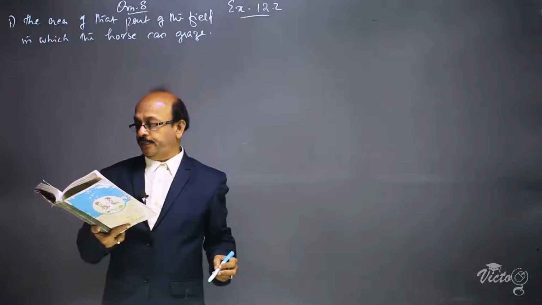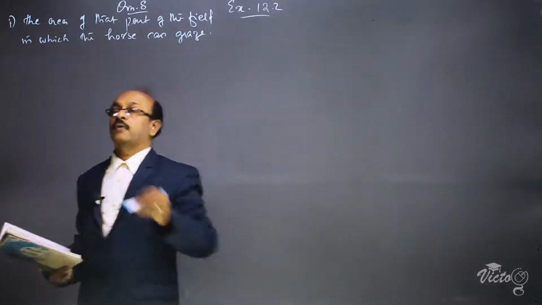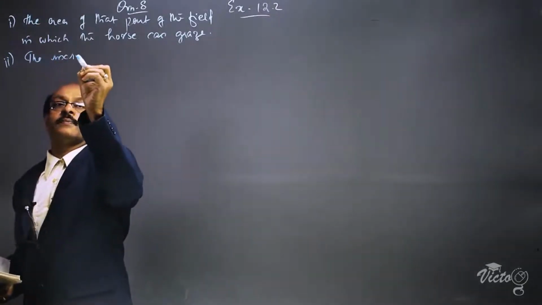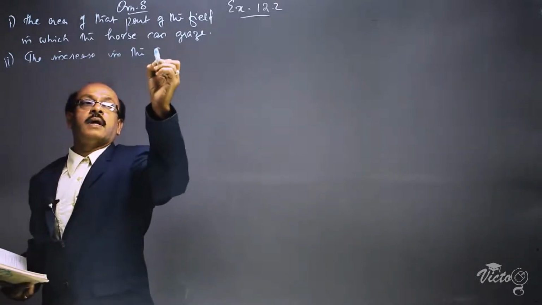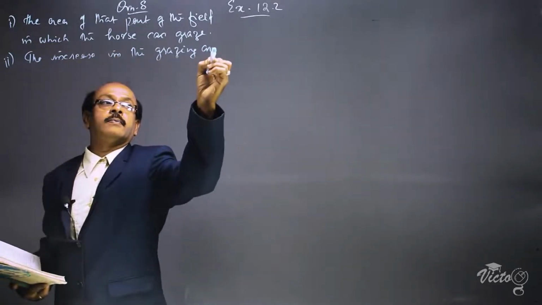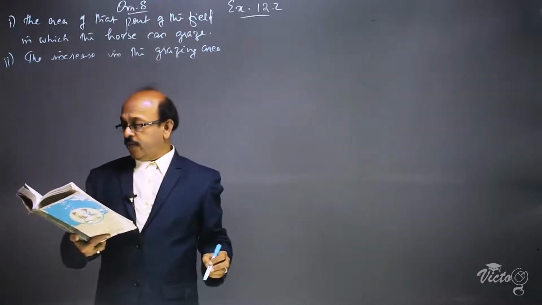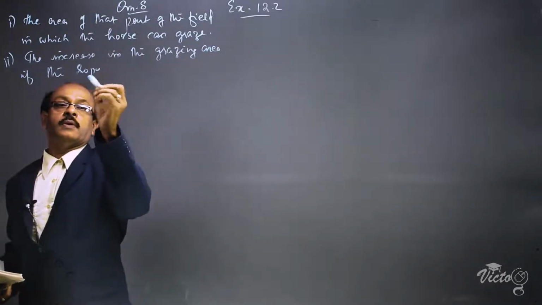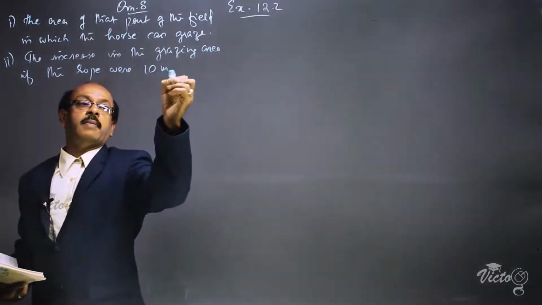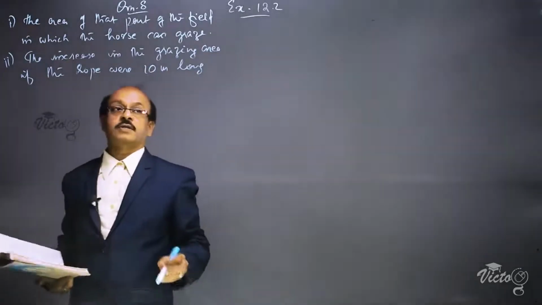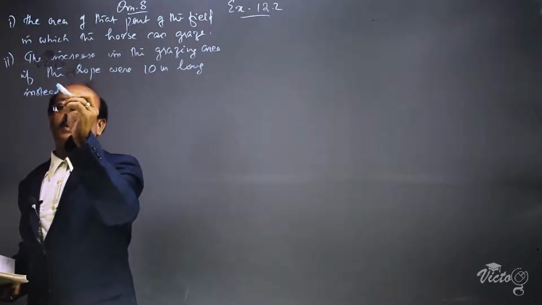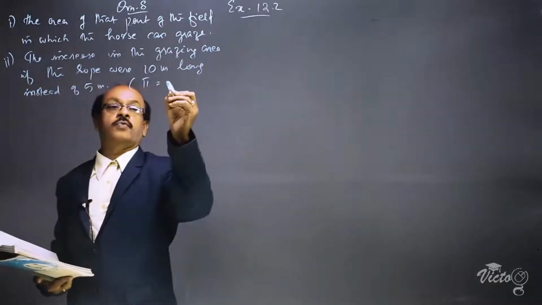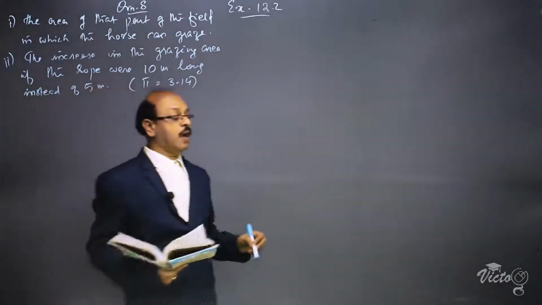The second part is the increase in the grazing area. We have to find out the increase in the grazing area if the rope were 10 meter long instead of 5 meter. Here also we have to take the value of pi as 3.14. These are the two things which we have to find out.